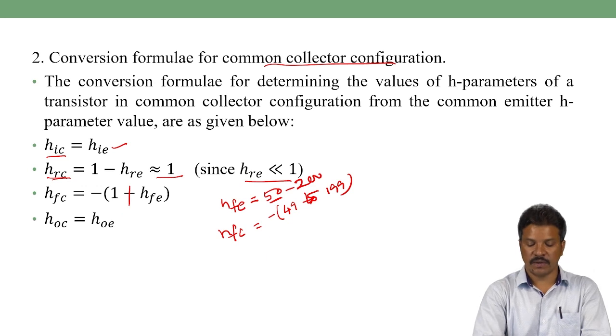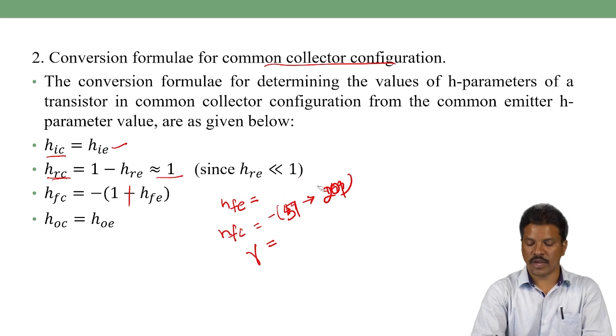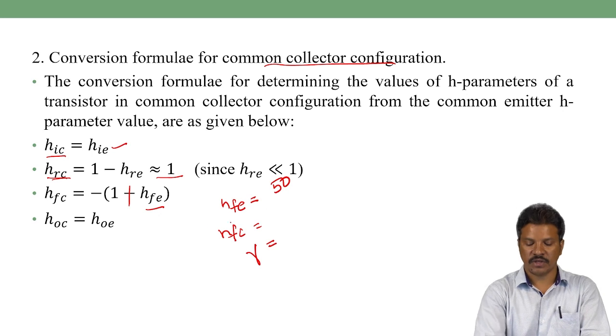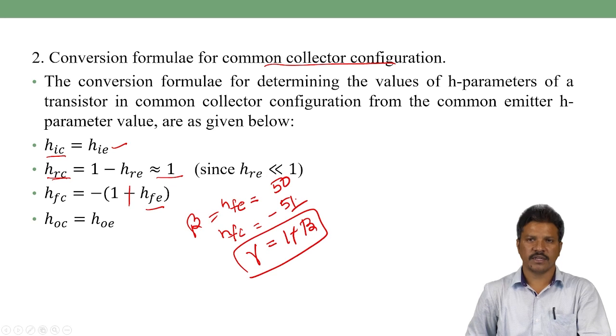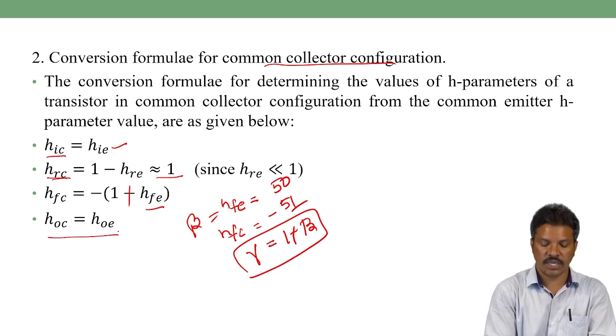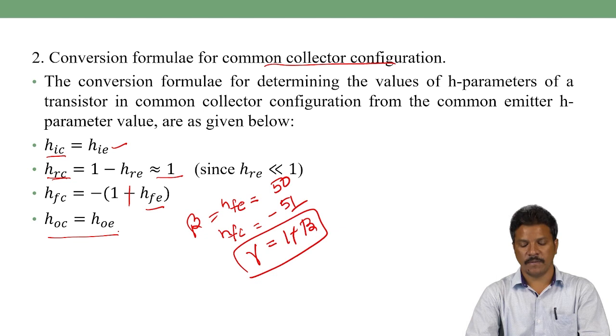So HFC is equal to the common collector current gain. Gamma is equal to common base current gain plus 1. Considering one value, if HFE is 50, the value of HFC is nothing but gamma, which is related to beta. The gamma beta relation is that gamma is always 1 plus beta. So here HFC is nothing but minus 51. The minus indicates it is in common collector configuration. HOC is approximately equal to HOE.